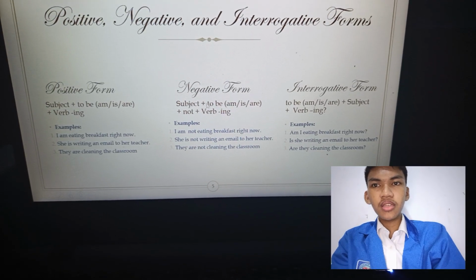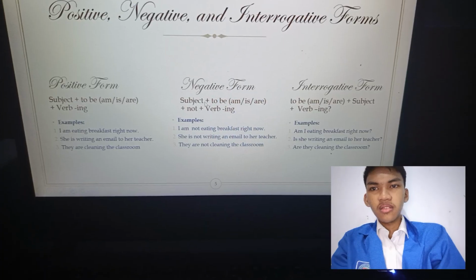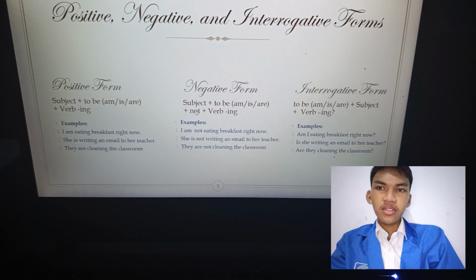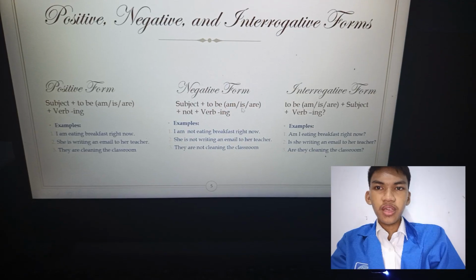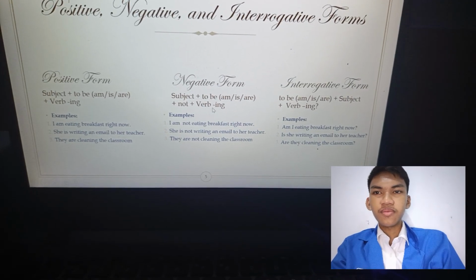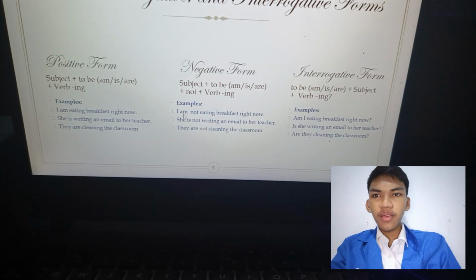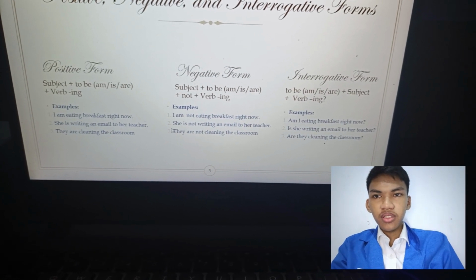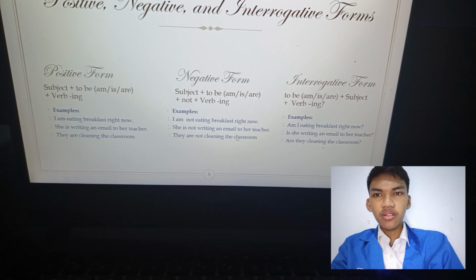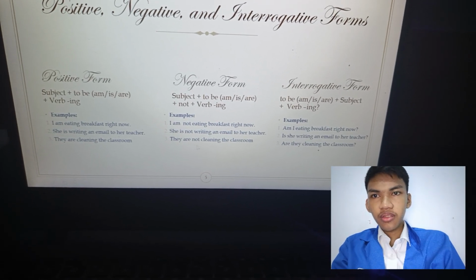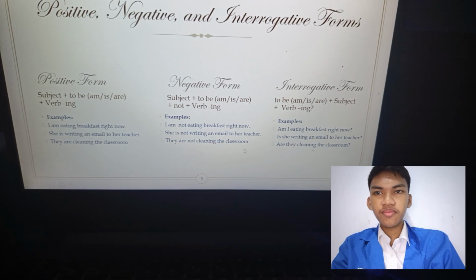Next, the negative form. There's a difference from the positive form: subject plus to be (am, is, are) plus not plus verb-ing. For example, I am not eating breakfast right now. She is not writing an email to her teacher. Third, they are not cleaning the classroom.